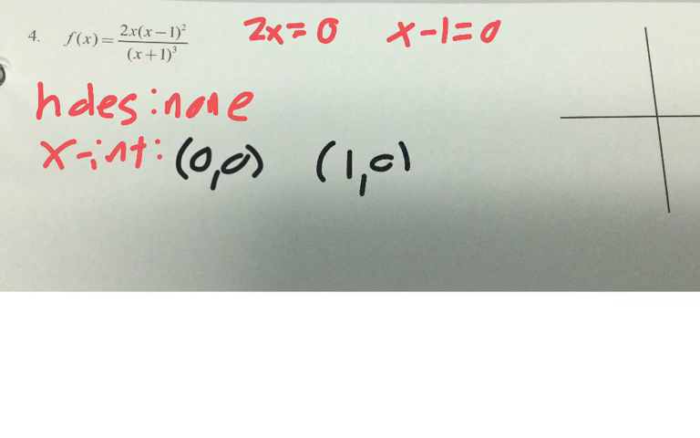But now this one happens twice. It has a multiplicity of 2, which means at 1, 0, the graph is going to bounce off of that x-intercept. It's not going to actually cross there.